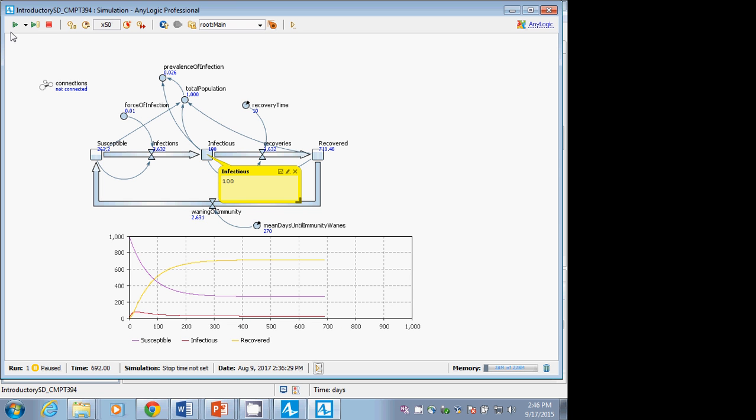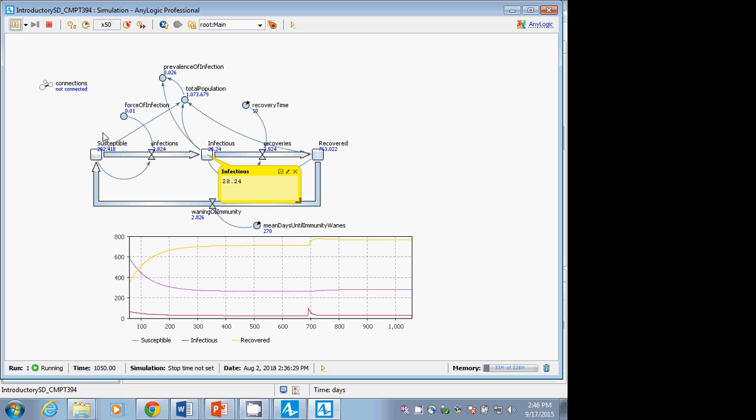So I'm going to do this just about time 700, and I'm going to watch the results. It's going down just about to the level it had. We've actually increased the population size as a result of doing it, so it's slightly higher now. But it goes down to almost the same level that it had originally.